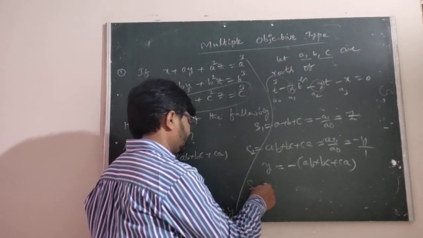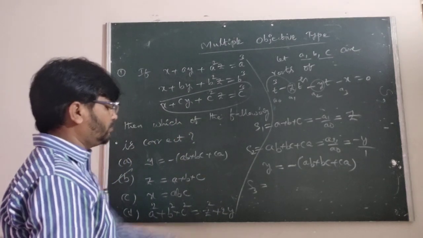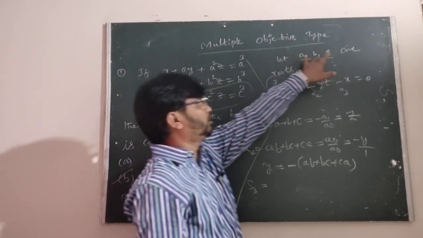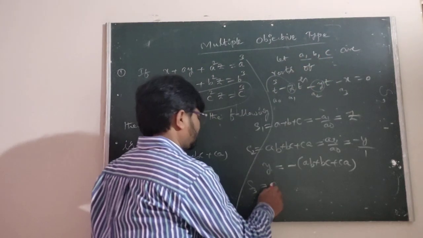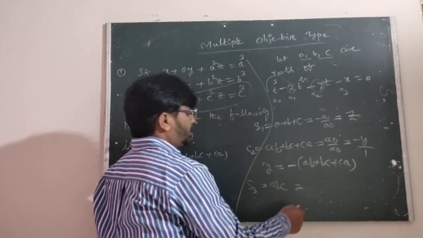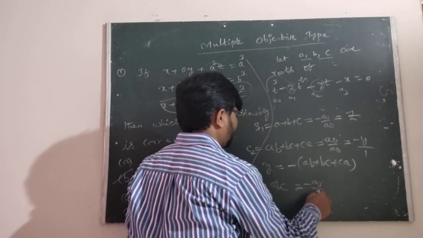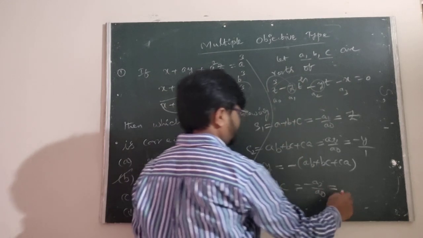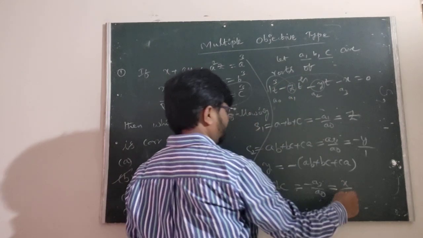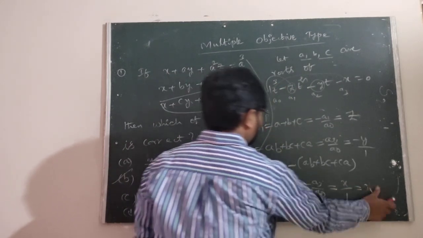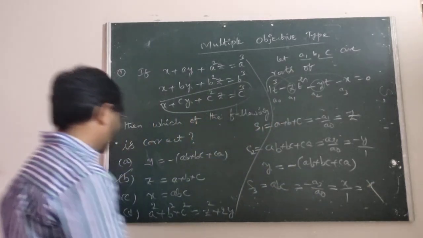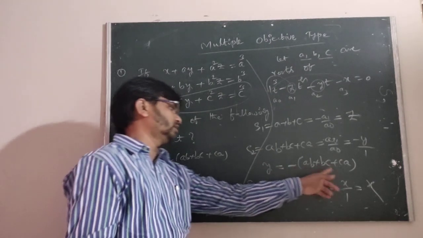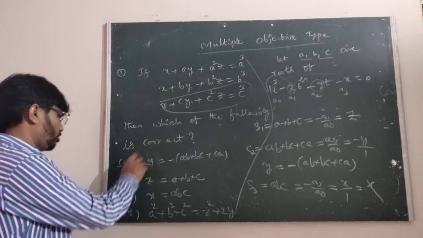Now we find S3. S3 is the sum of the product of the roots taken 3 at a time. Here only 3 roots are there. That means the product of the roots A, B, C is minus of A3 by A0. Minus of A3 means minus of minus x by 1. That is, x equal to ABC. X equal to ABC is option C, and y equal to minus of AB plus BC plus CA is option A.